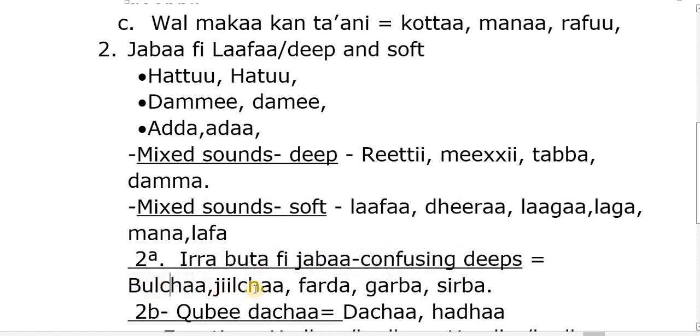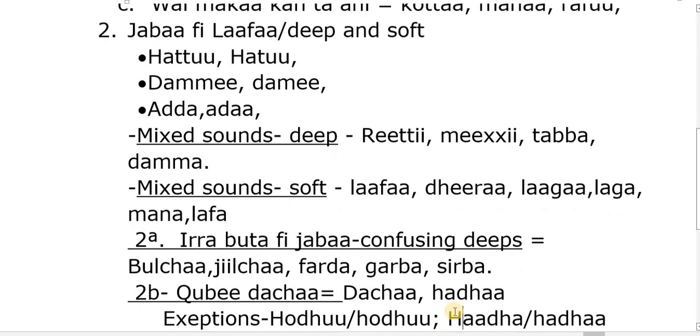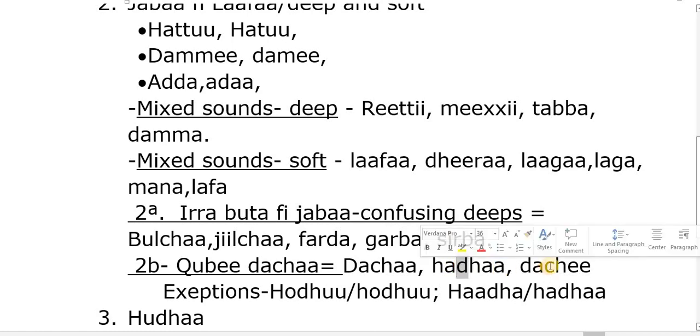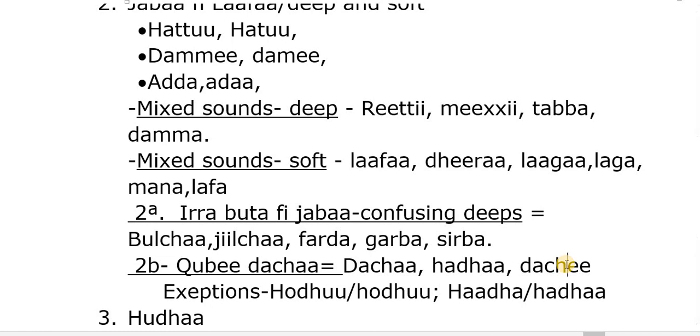jilcha, bulcha, dache, hadda, and so on. You can hear these words are also very strong. Dache, dacha, hadda. I can add dache as well. They are strong. Dacha, hadda, dache, and so on. Even though they are strong sounds, because they are compound sounds, we never double compound sounds as well. That is another rule.